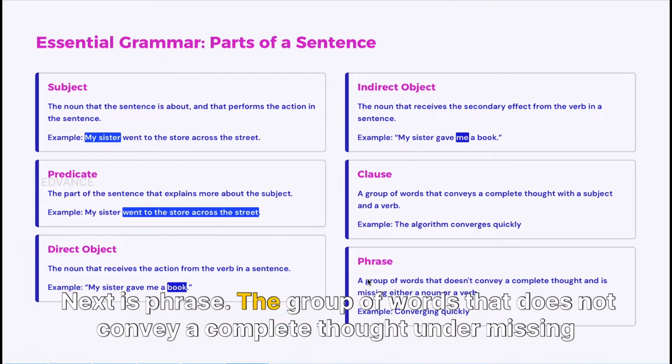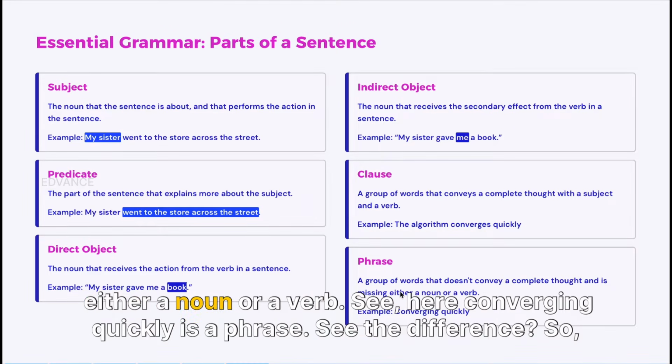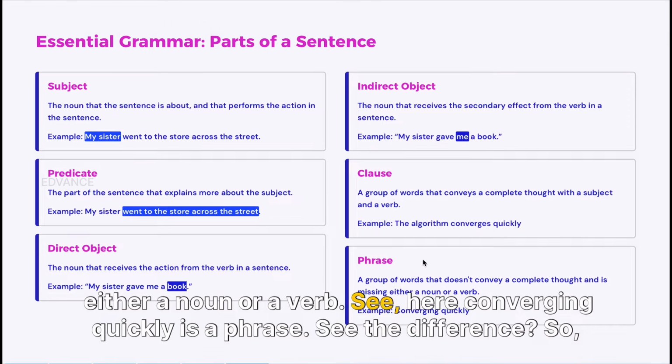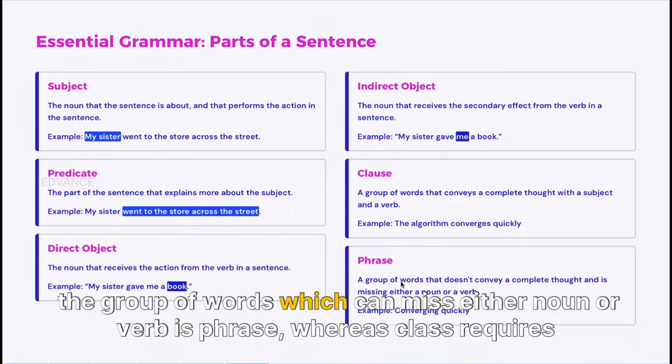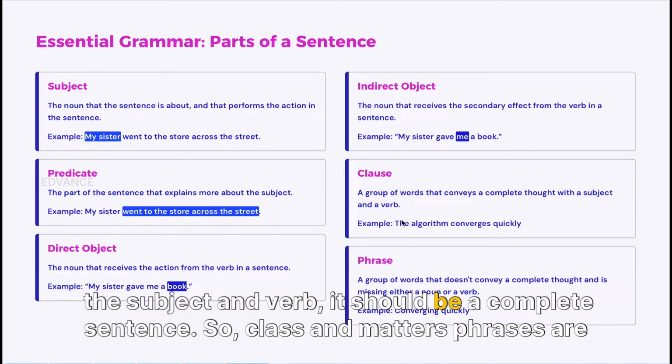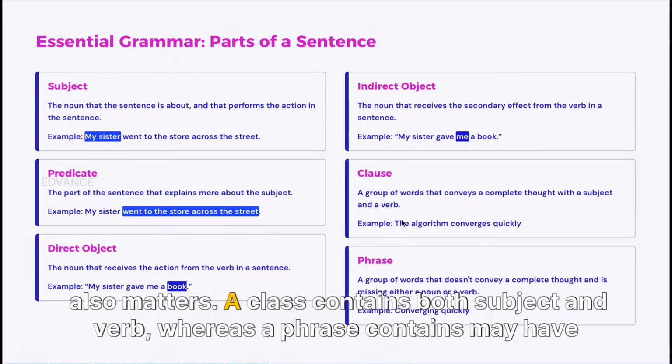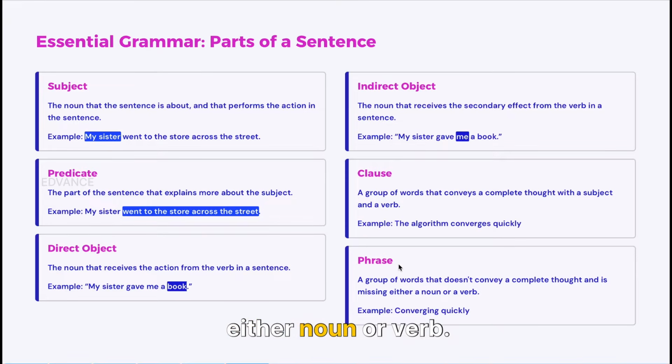Next is phrase. A phrase is a group of words that doesn't convey a complete thought and is missing either a noun or a verb. See here, converging quickly is a phrase. See the difference? The group of words which can miss either noun or verb is a phrase, whereas a clause requires the subject and verb, it should be a complete sentence. So clauses matter, phrases are also important. A clause contains both subject and verb, whereas a phrase may have either noun or verb.